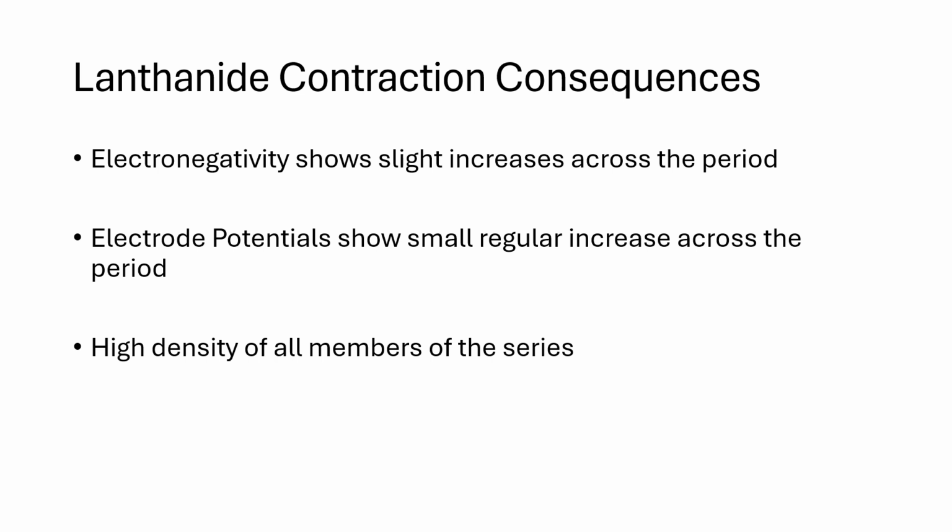Because of this contraction, all members of the series have high density. So the number of grams per centimeter cubed or kilograms per meter cubed is actually quite high, and some people might refer to it as being heavy because of that, but really we're talking about the density in that case. So a large amount of it occupies a relatively small space because of that contraction.